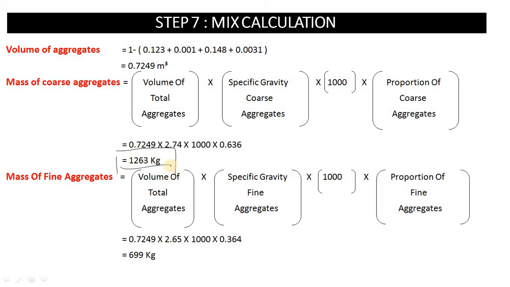And coming on to the mass of fine aggregate, it will be volume of total aggregate into specific gravity into 1000 into proportion. So it will be 0.7249 into 2.65 into 1000 into 0.364. So we'll have the mass of the fine aggregate as 699 kg.